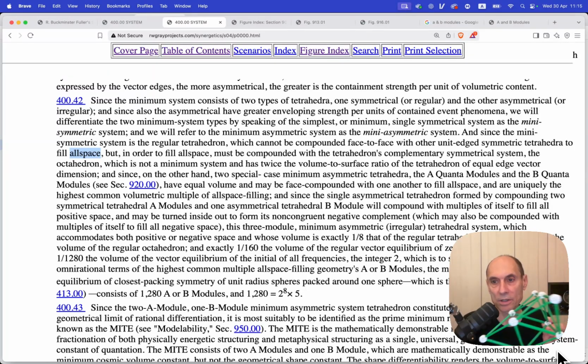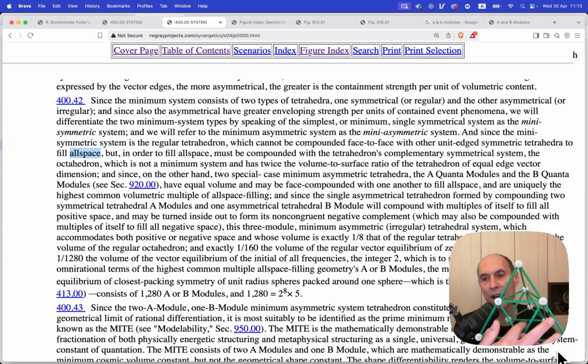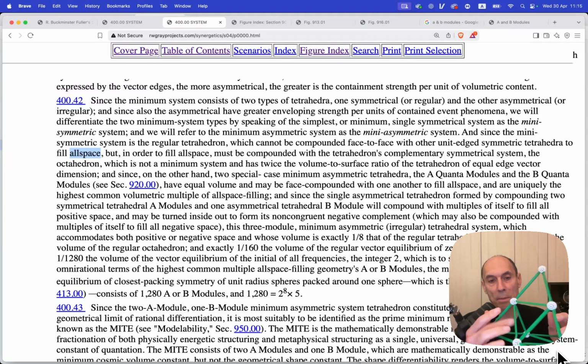Again, we'll spend a lot more time on this, but I do have a model here from Zohm. This is a tetrahedron, and then there's an octahedron formed in the middle, and then you have a larger tetrahedron. So you can fill all space by combining tetrahedron and octahedron.